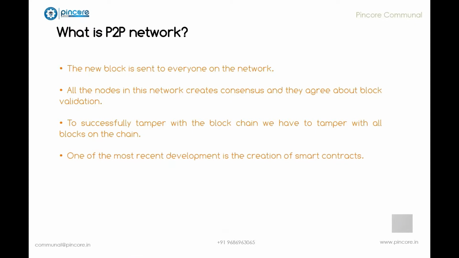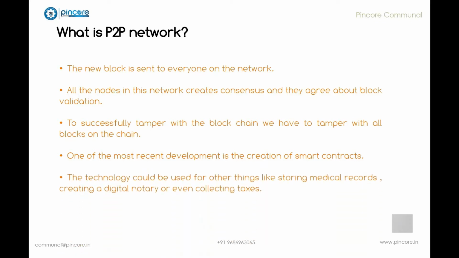Blockchains are also constantly evolving. One of the most recent developments is the creation of smart contracts. These contracts are simple programs that are stored on the blockchain and can be used to automatically exchange coins based on certain conditions. The creation of blockchain technology has piqued a lot of people's interest. Soon, others also realized that the technology could be used for other things like storing medical records, creating a digital notary, or even for collecting taxes. So now you know what a blockchain is, how it works on a basic level, and what problems it can solve.